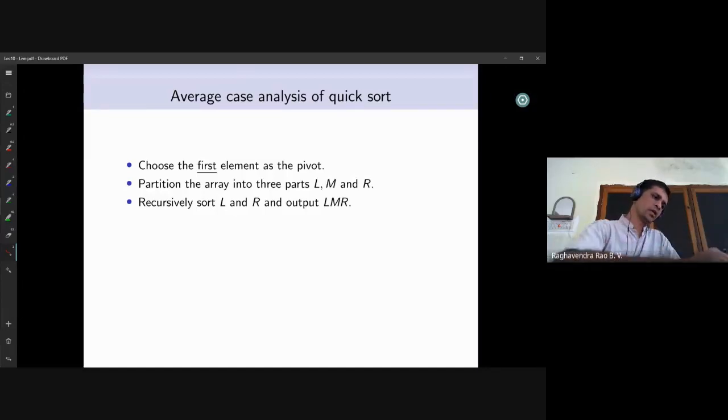We took the following simple version of deterministic quicksort, where we choose the first element.